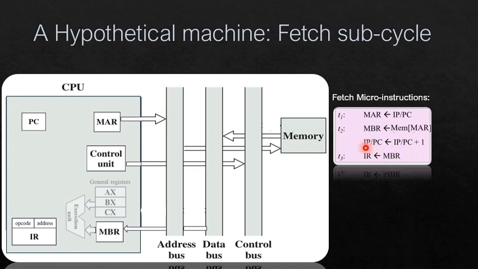The third micro operation is transferring the data from the memory buffer register to the instruction register. This also is performed in 1 clock cycle. So the fetch subcycle actually consists of 3 micro instructions, and it will spend 3 clock cycles to do it. The first clock cycle, the second clock cycle, which consists of parallel micro operations, and the third clock cycle.